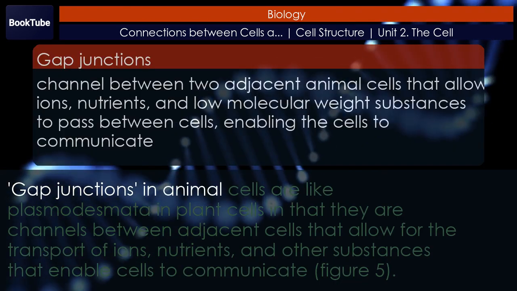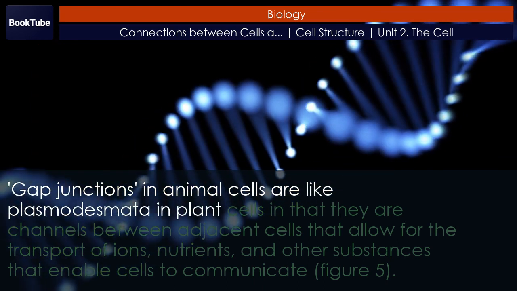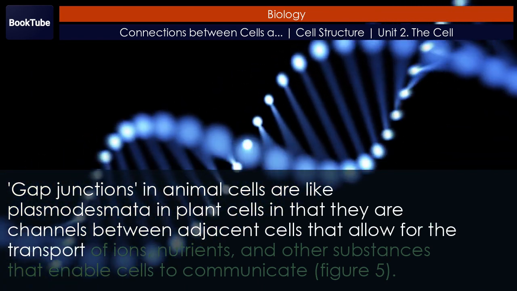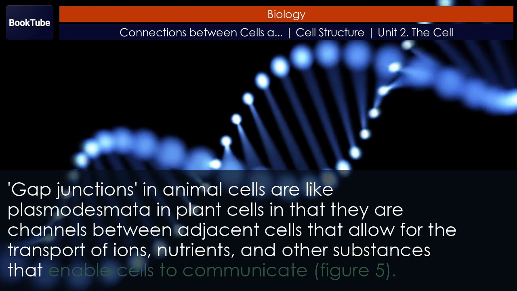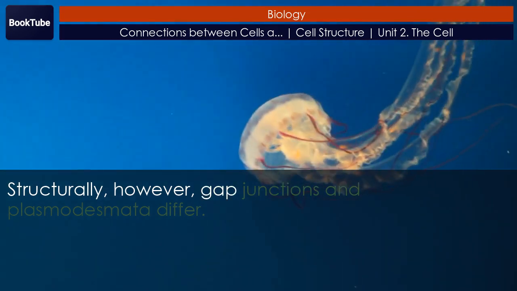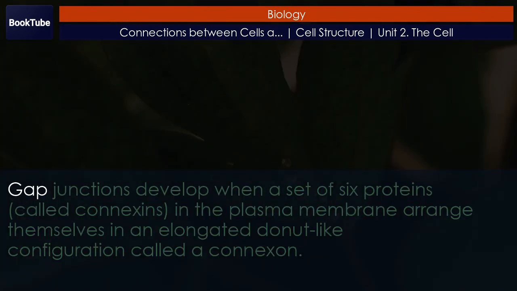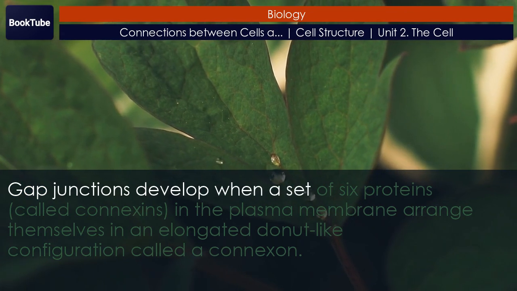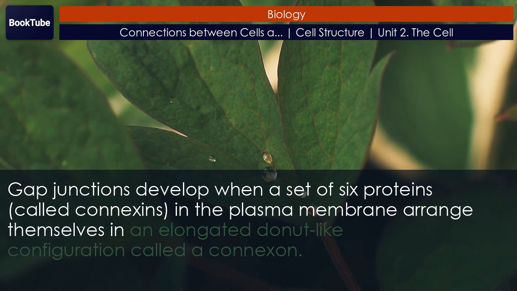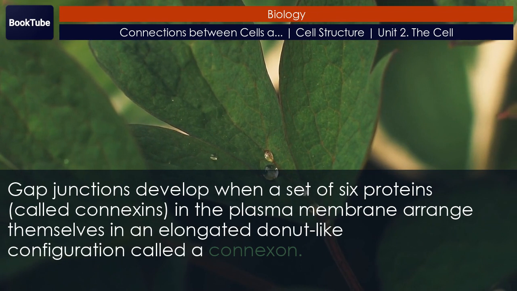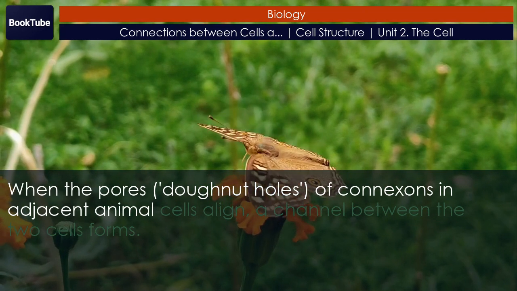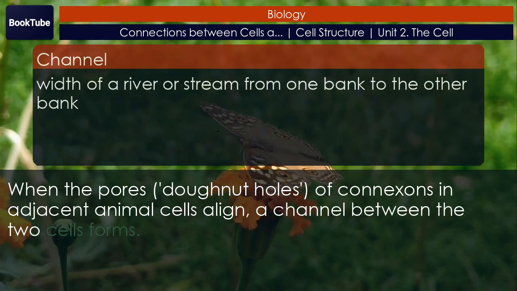Gap junctions in animal cells are like plasmodesmata in plant cells in that they are channels between adjacent cells that allow for the transport of ions, nutrients, and other substances that enable cells to communicate. Figure 5. Structurally, however, gap junctions and plasmodesmata differ. Gap junctions develop when a set of 6 proteins, called connexins, in the plasma membrane arrange themselves in an elongated donut-like configuration called a connexon. When the pores, donut holes, of connexons in adjacent animal cells align, a channel between the two cells forms.